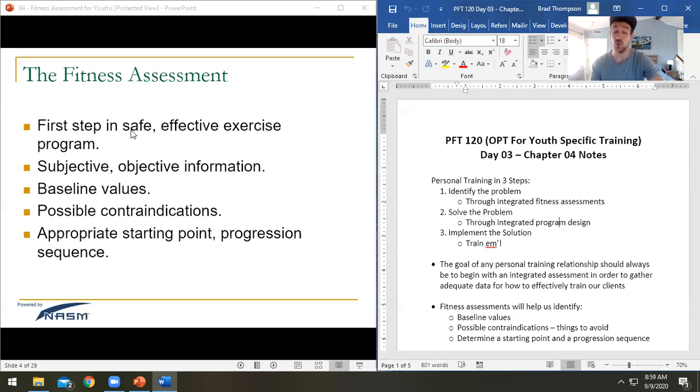So fitness assessment, what it is, it's the first step in creating not only an effective, but also a safe program, right? It is going to be broken up into two major categories. When we talk about what we are assessing for, we're assessing for subjective information, which is the immeasurable stuff, and our objective information, which is the measurable stuff. That gives us values based on all of those things so that we then know what we're trying to change. Like if you tell me what your baseline weight is, then I can track that as we see improvements. And then we're also going to be able to identify any possible contraindications, which is really nice.